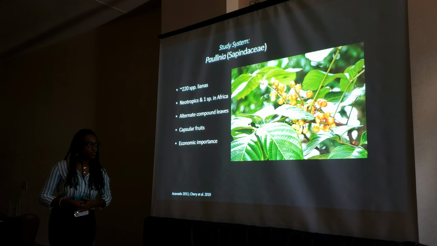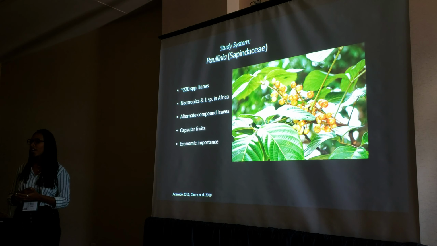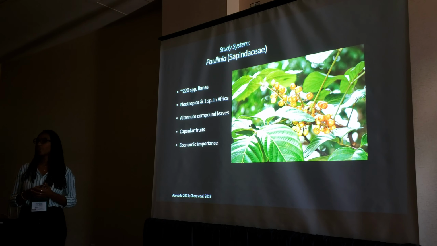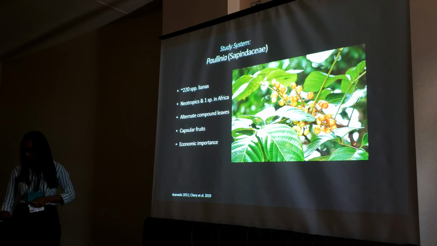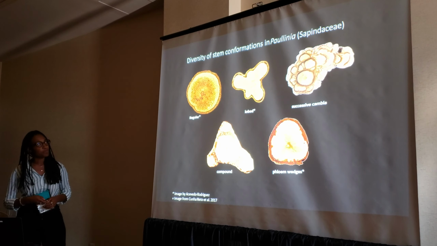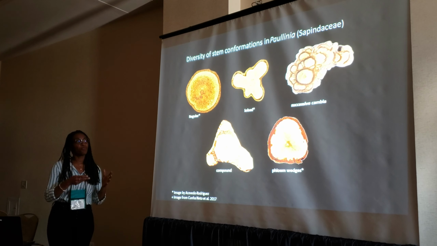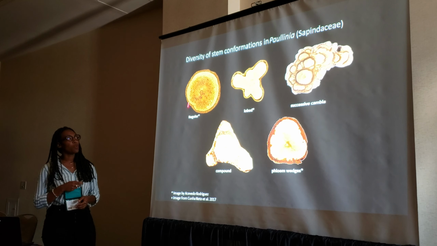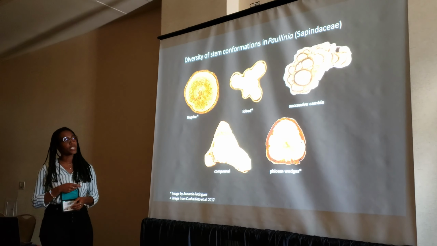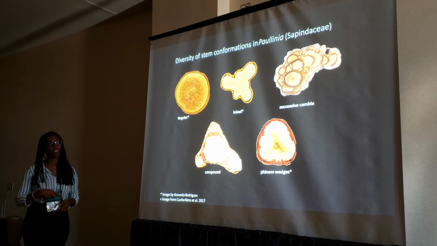It has capsular fruits, and you may know really well the seeds, actually, because the seeds are pulverized and used for the production of guarana in Brazil. So that's really great economic importance, actually. But what's really important for this talk is the diversity of stem conformations. As I stated before, it's a good comparative system because we have species that develop regular stem development similar to trees, but we also have this diversity of cambial variants to compare across a phylogenetic tree.